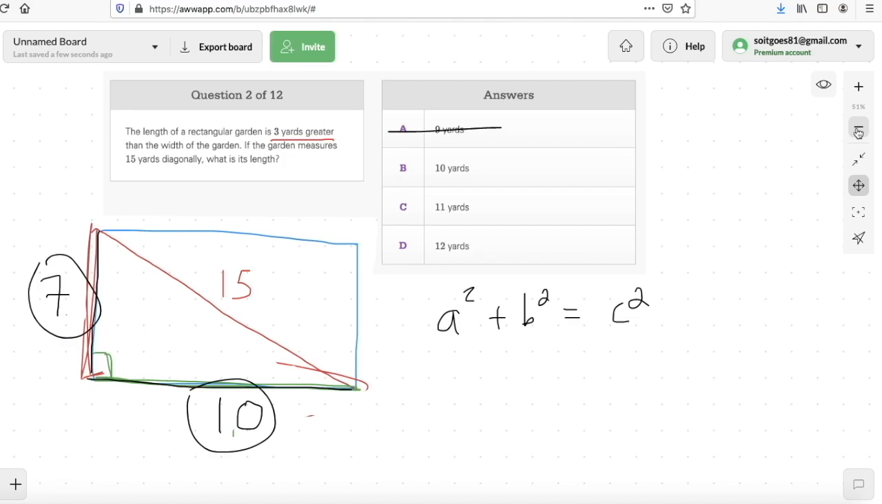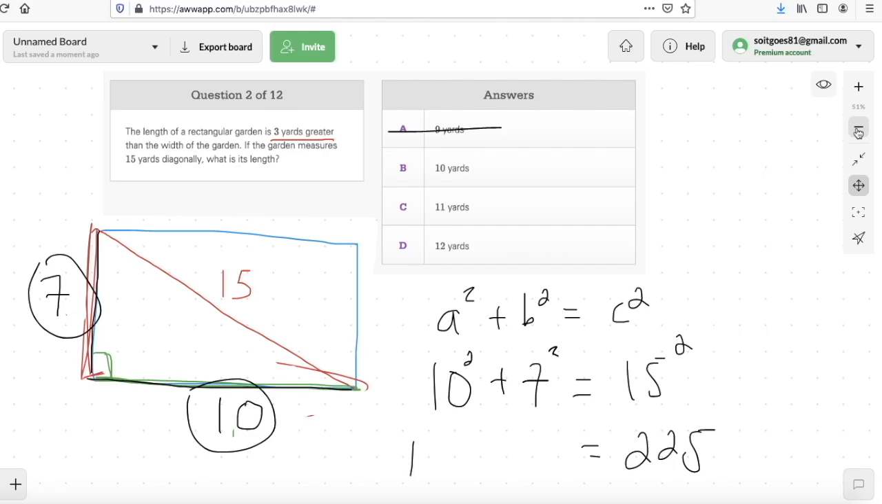All right, so let's plug this in. Our a value is 10. Again, it doesn't matter which one's a, which one's b. We get 10 squared plus 7 squared. We're going to see if that equals 15 squared. 15 squared is still 225. What's 10 squared? 100, right? 10 times 10 is 100. What's 7 squared?